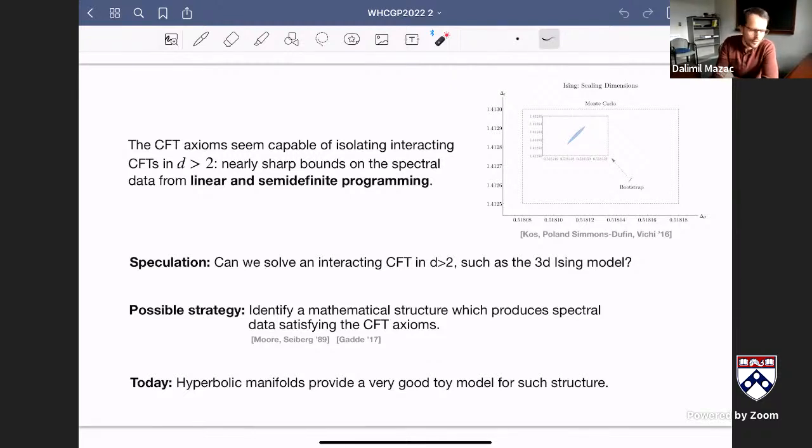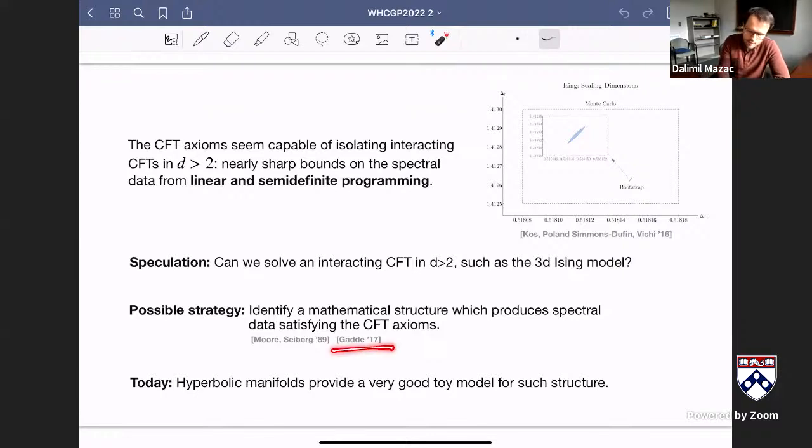How are we going to do that? A possible strategy is to try to identify some mathematical structure which produces spectral data that satisfy the axioms. We have an infinite set of equations which come from associativity, and it would be great to know how to produce a set of spectral data, the scaling dimensions and C_IJKs, which solve these equations automatically. This was done for rational 2D CFTs by Moore and Seiberg, who showed that essentially the structure of a modular tensor category leads to such spectral data which solves the bootstrap.